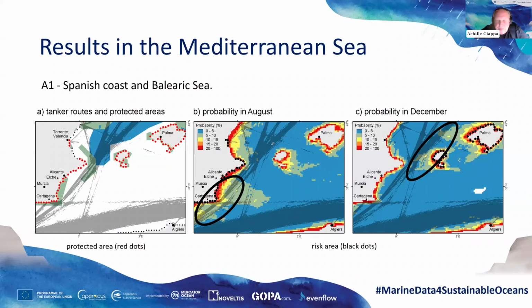This is the area, Spanish coast from Cartagena to Alicante, is probably critical because we have the oil tanker routes, and in this area, from the climatological point of view, in this case, probably there are winds that will push the oil quickly towards the coast. In winter, in figure C, the situation is different. Probably the most critical area is west of Ibiza and Palma.